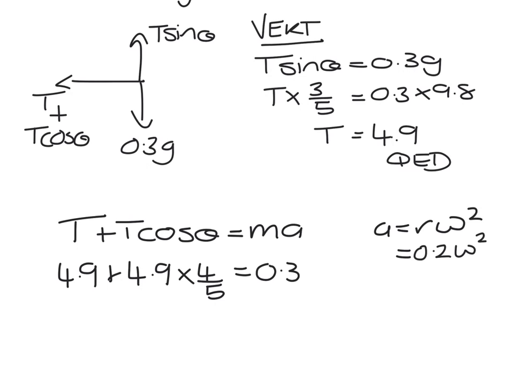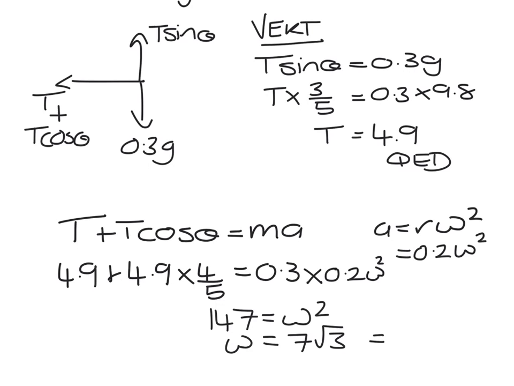So if I substitute that into my equation, I then have 0.3 times 0.2 omega squared. That leaves me with an equation with one unknown, which I now need to solve. 147 equals omega squared, so omega will be the square root of 147. And the calculator gives the exact answer of 7√3. If you wish, you can give that to 3SF, which is 12.1.